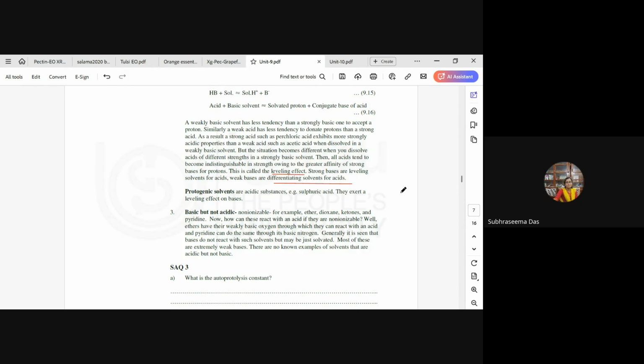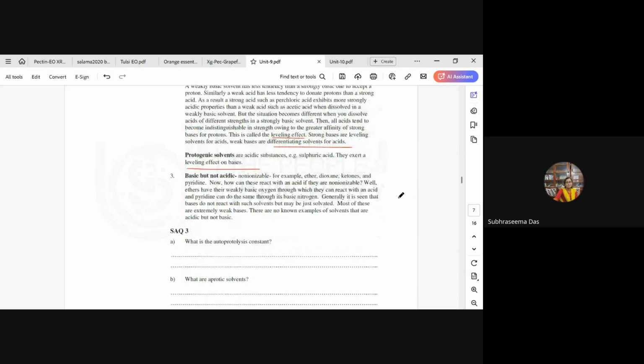Then there are protogenic solvents. Protogenic solvents are acidic solvents like sulfuric acid. They exert a leveling effect on bases.